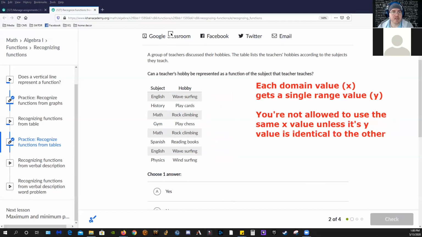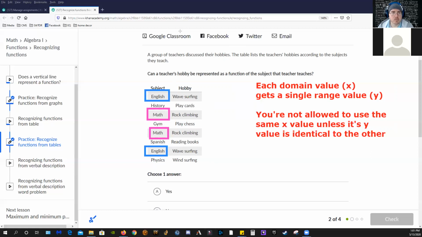All right, do any of these repeat? Can a teacher's hobby be represented as a function of the subject the teacher teaches? All right, let's check for duplicates. So I've got an English teacher here and an English teacher here. One history, I got two math. So physics, Spanish, gym, and history are all unique.